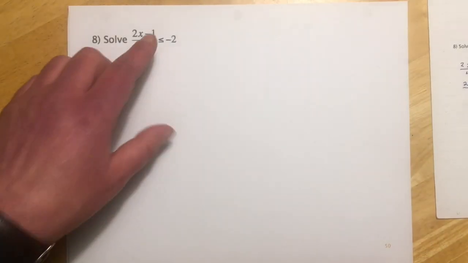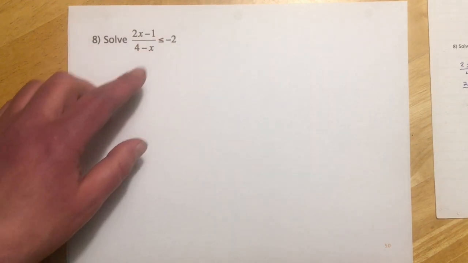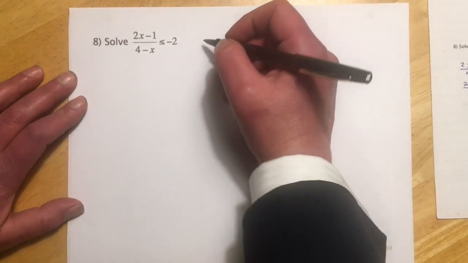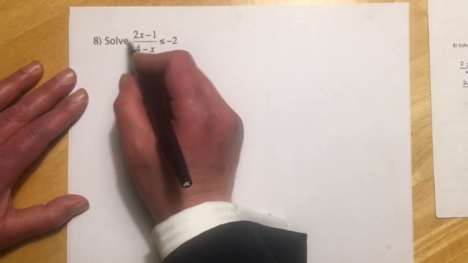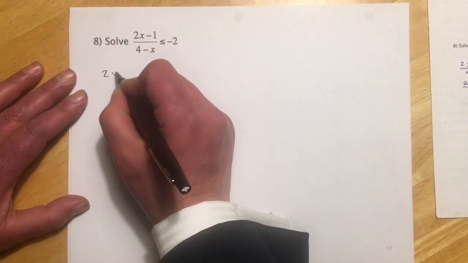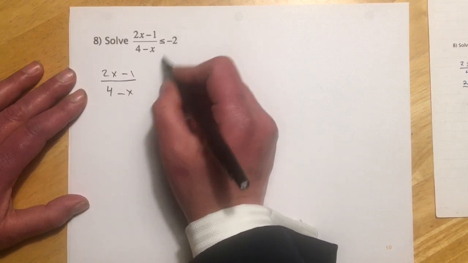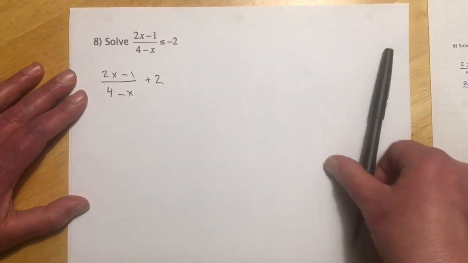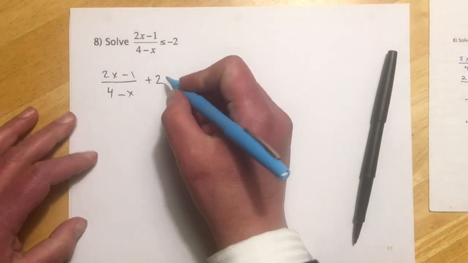And this last one, it's not equal or greater than less than 0. So that means we have to do a little bit of algebra to get this in the right form. So this is going to come out, let's see, we're going to do 2x minus 1 over 4 minus x. I'm going to add this 2 over, and then I'm going to need to get these combined. So I'm going to get a common denominator going here.